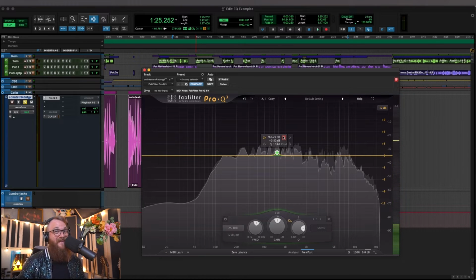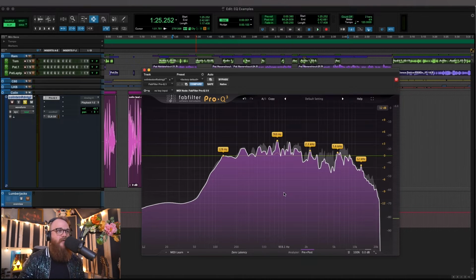I think that's it. That's sounding pretty loud. It really shot up. Oh, and look at that. Oh my gosh. Can we take a look at this? Pro Q3 tells me it's 769 hertz. And I was right on the money.